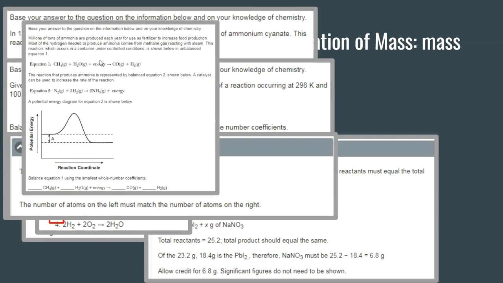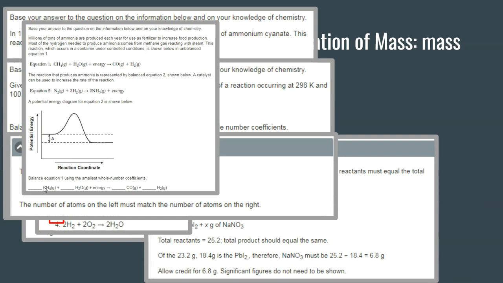Millions of tons of ammonia are produced each year for use as fertilizer to increase food production. Most of the hydrogen needed to produce ammonia comes from methane gas reacting with steam. This reaction, which occurs in a container under controlled conditions, is shown below in an unbalanced equation 1. You see the word unbalanced, chances are you're going to have to balance it at some point. The reaction that produces ammonia is represented by balanced equation 2, shown below. A catalyst can be used to increase the rate of reaction. A potential energy diagram for equation 2 is shown below. Oh, look at that. Balance equation 1 using the smallest whole number of coefficients.